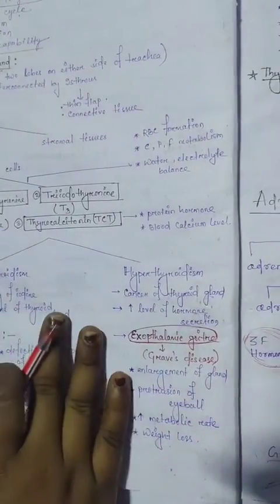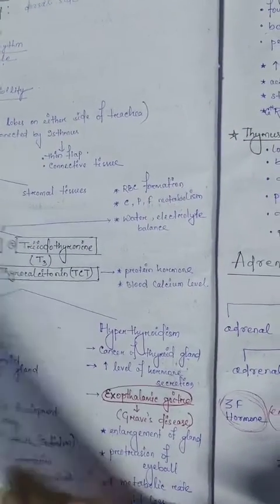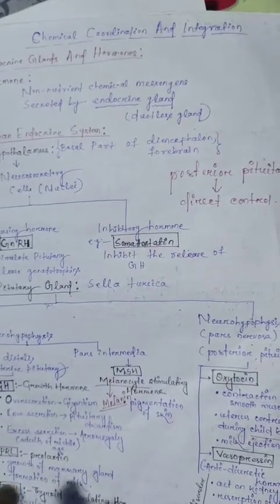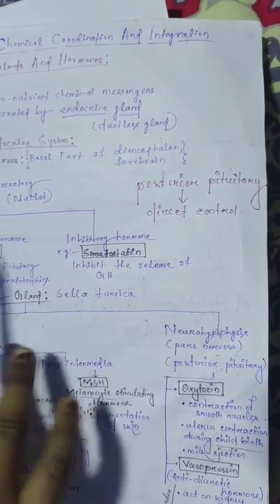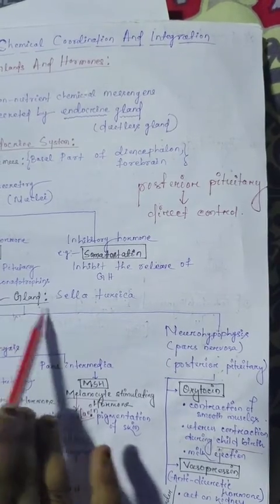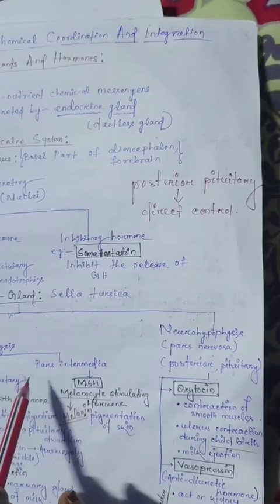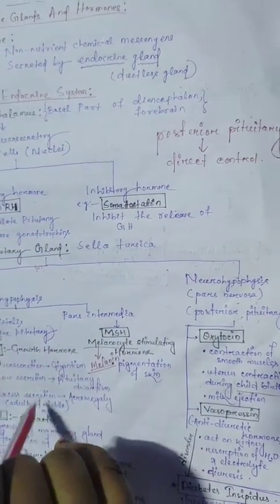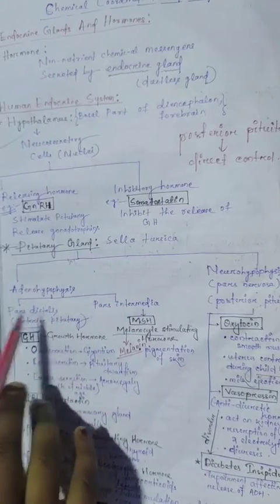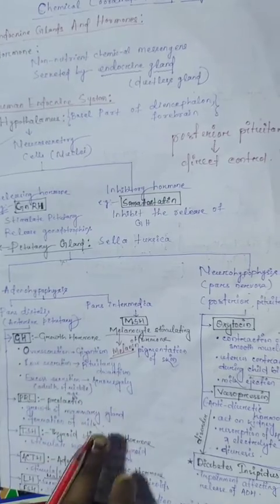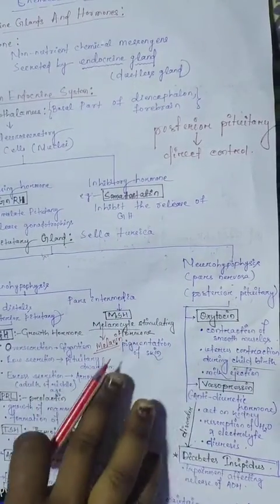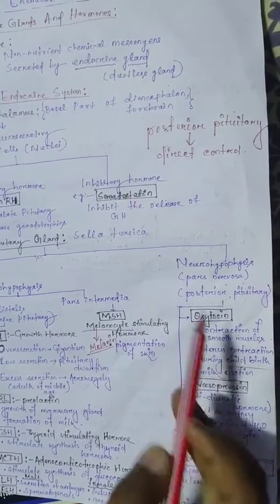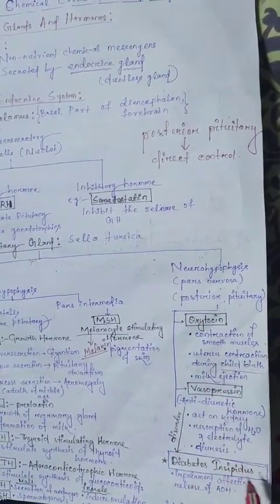Now we will move to the important part of the previous lectures, from the starting. See, what we have studied is that in case of hypothalamus, the posterior pituitary is under direct control. Hypothalamus has releasing and inhibitory hormones. In the pituitary gland, we have adenohypophysis and neurohypophysis. Adenohypophysis is divided into two parts, pars distalis and pars intermedia. Pars distalis has 6 hormones: GH, PRL, TSH, ACTH, LH and FSH. Pars intermedia has MSH, melanocyte stimulating hormone. And neurohypophysis has 2 hormones, oxytocin and vasopressin.